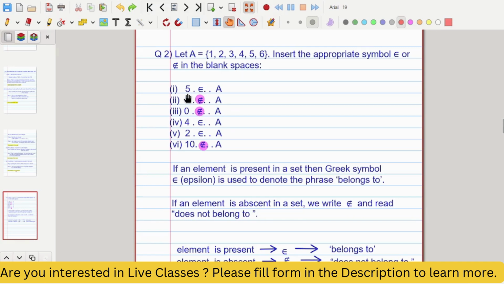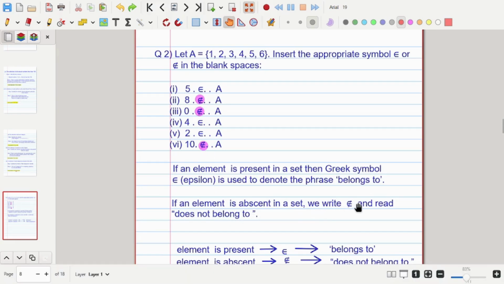Look whether 5 is present in set A. Yes, it's present. Therefore, we will write epsilon. If an element is absent in a set, then we write not epsilon and read it as does not belong to. Is 8 present in the set A? No, it is absent. Therefore, we will write does not belong to A. 0, look for 0 in the set A. 0 is absent. Therefore, we will write it doesn't belong to set A.